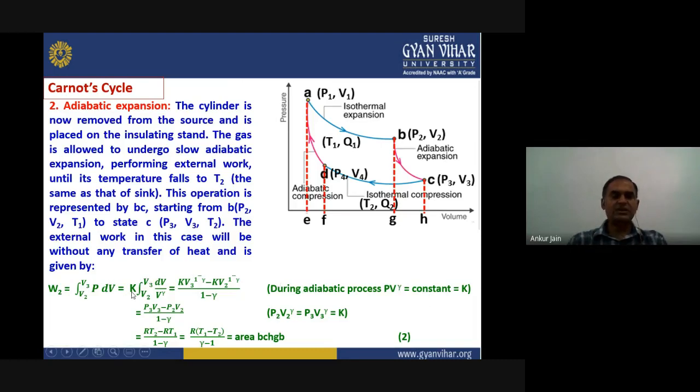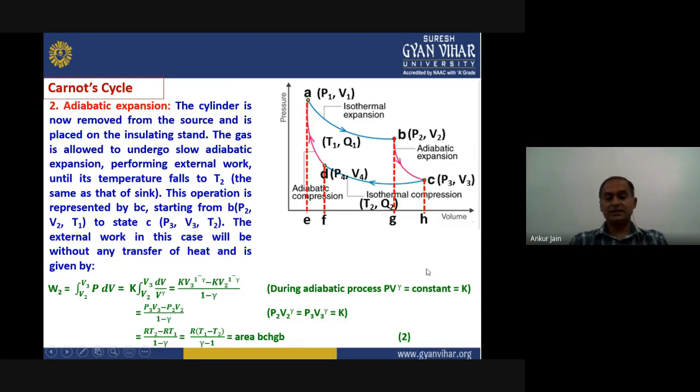So K is constant, so it will be taken out from the integration sign, and it will become K into the integration from V2 to V3 of dV upon V to the power gamma. If we integrate this, we will get the final expression as K V3 to the power 1 minus gamma minus K V2 to the power 1 minus gamma, upon 1 minus gamma. Okay. Now, if we consider this again, we can write this as P3V3 minus P2V2.